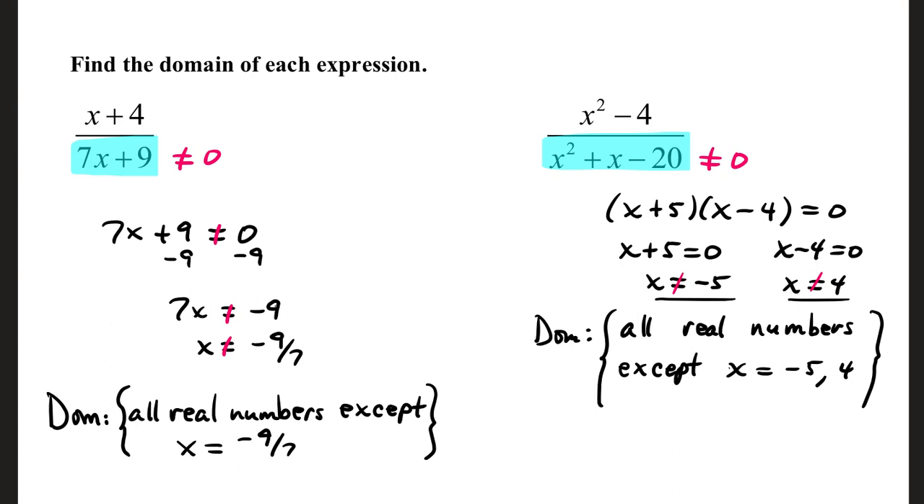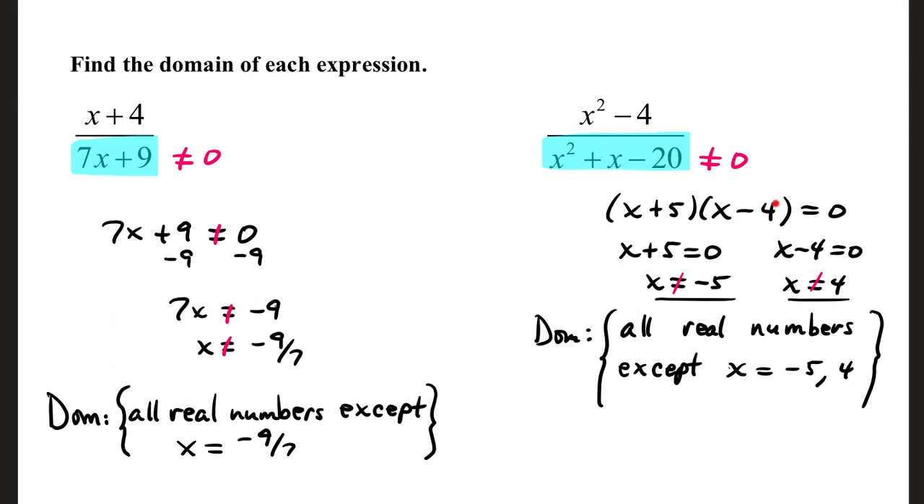The example in the top right, x squared minus 4 over x squared plus x minus 20. Remember, we're focusing on the denominator. We don't want it to be 0. So the easiest way to find out what group of numbers make up the good guys, or the domain, it's easier to find the bad guys and just not use them. x squared plus x minus 20, that's a trinomial. We find factors of 20 that add up to 1.